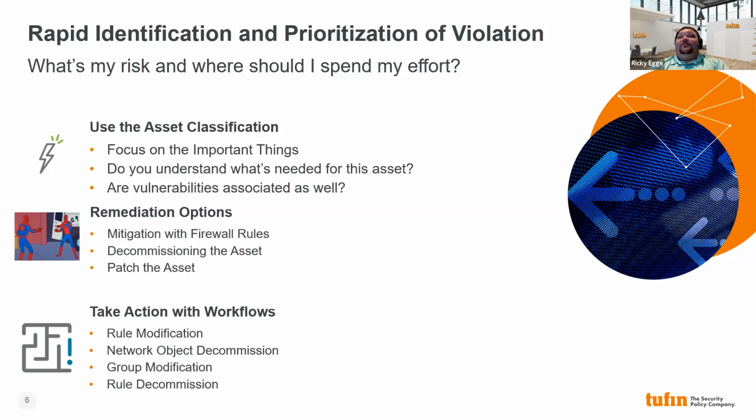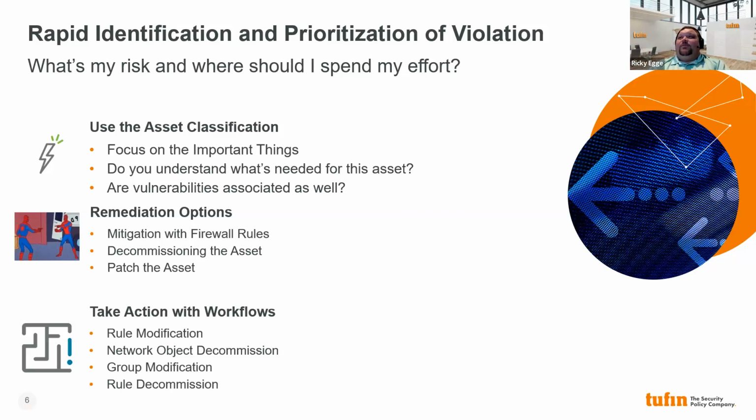We're going to look at, do you understand what's needed for this asset, right? If you have a clear understanding of what's needed, you don't necessarily have to ask this question, but if you didn't build that as part of the foundation in part one, then you're going to have to come back and understand that and talk to the owner of the asset: what does it need to talk to, who should be able to talk to it, right?